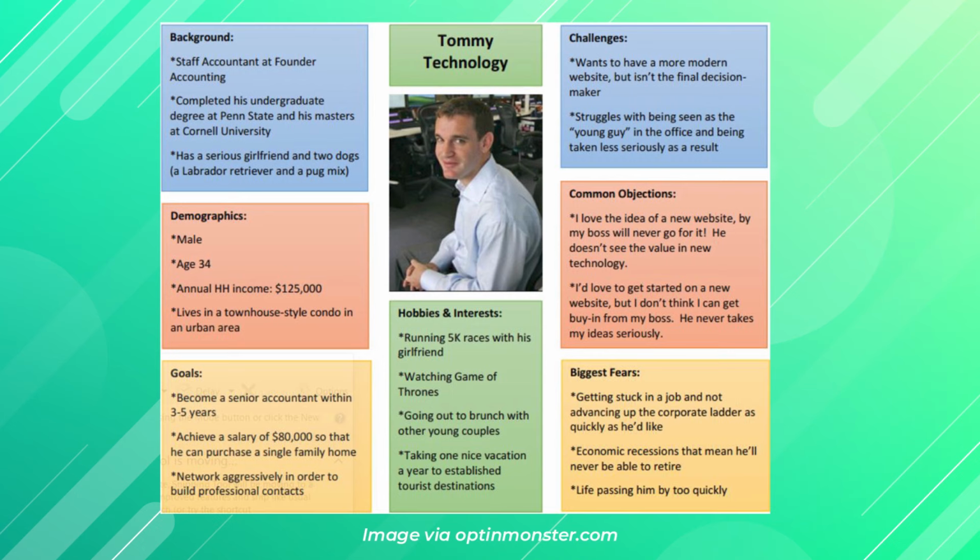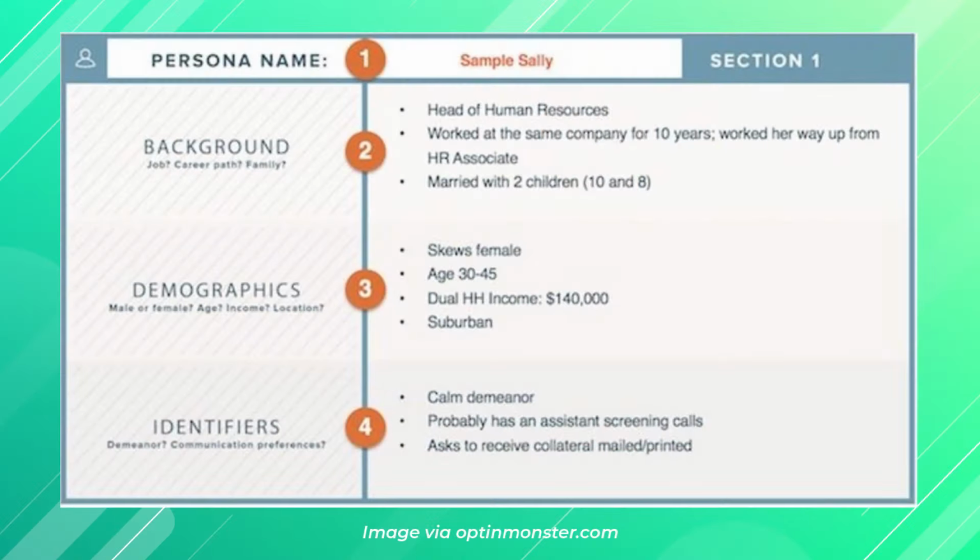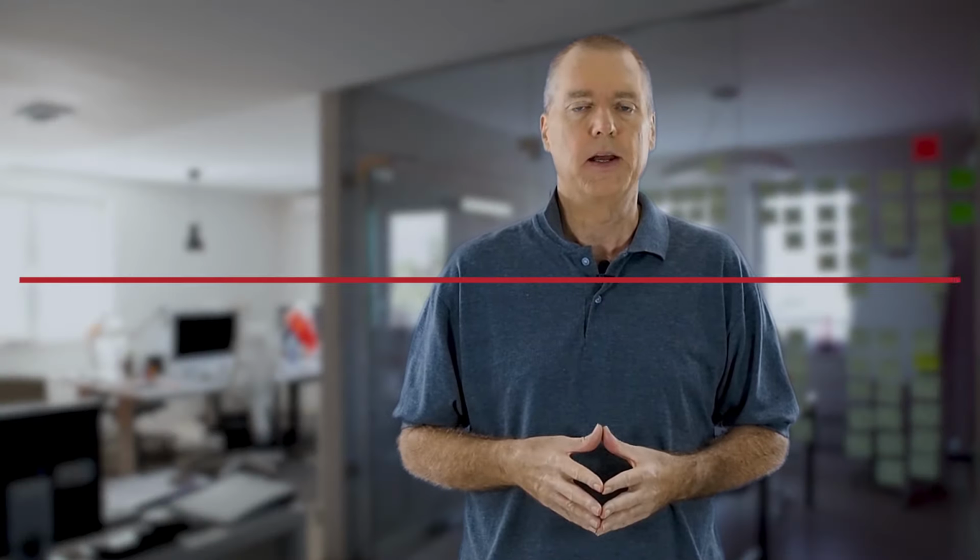Here you can see the customer's background, demographics, interests, and more. Take a look at HubSpot's persona template. This template, titled Sample Sally, answers the most important questions: who, what, why, and how. We found this article from Optimonster for a more detailed review of buyer personas. I think you'll find it extremely helpful.